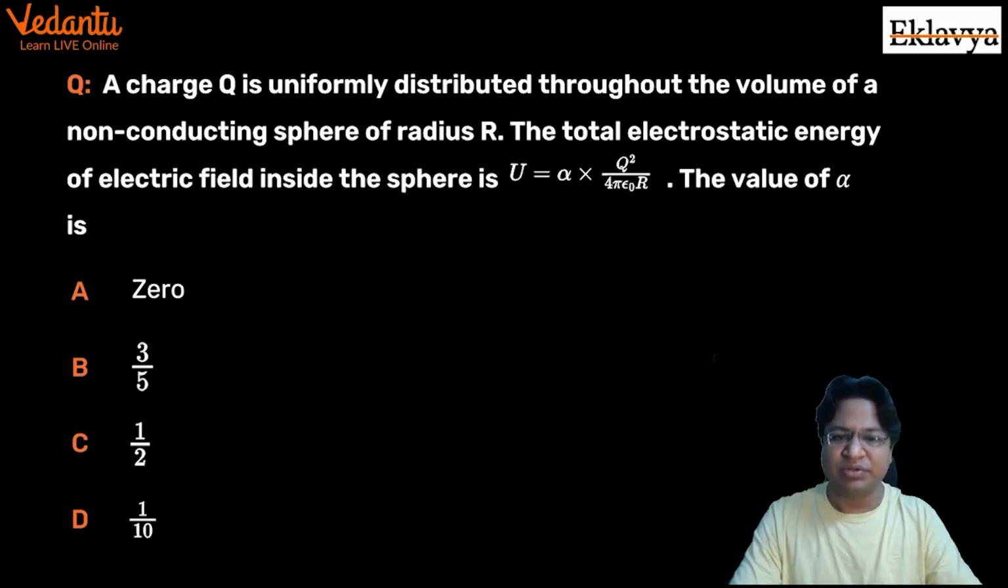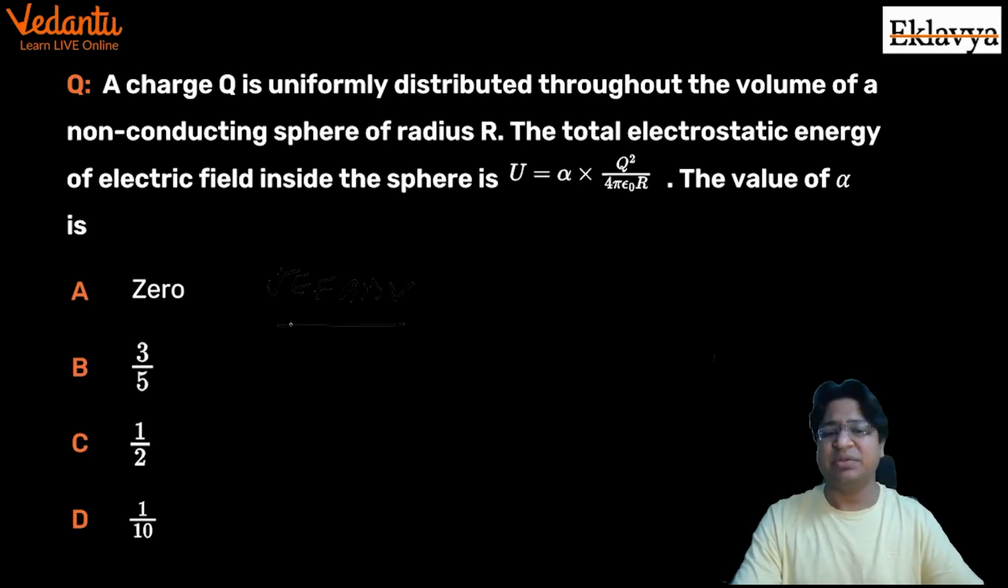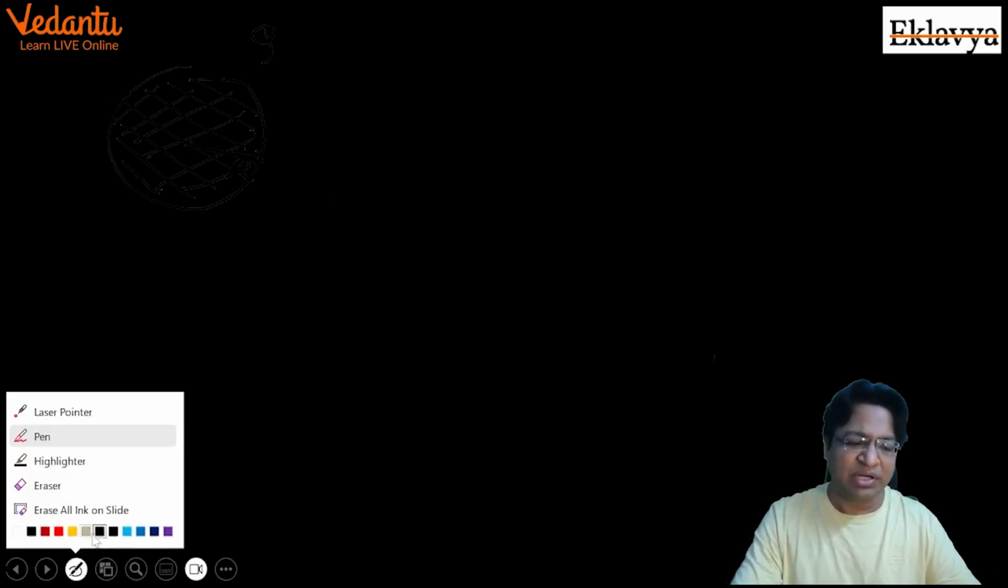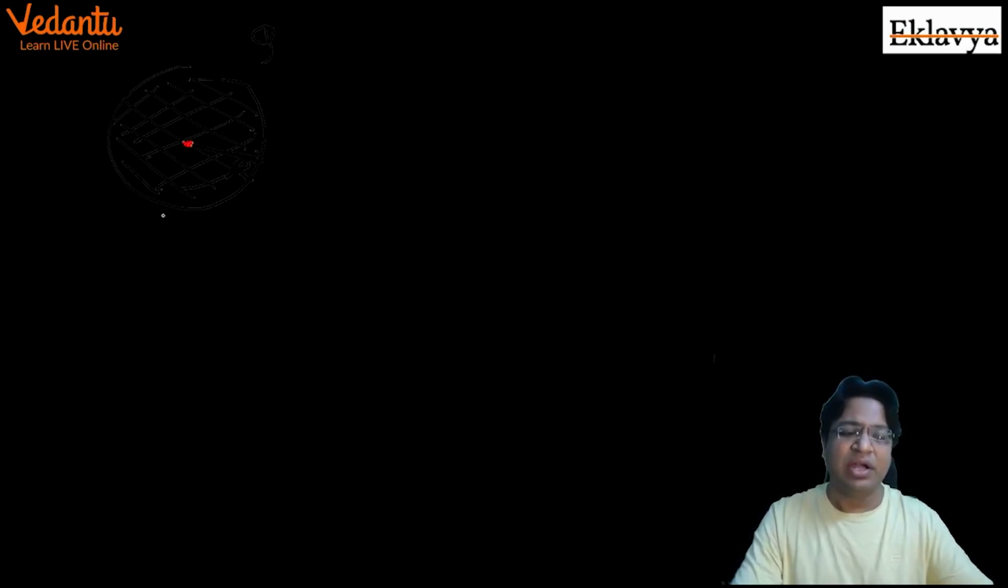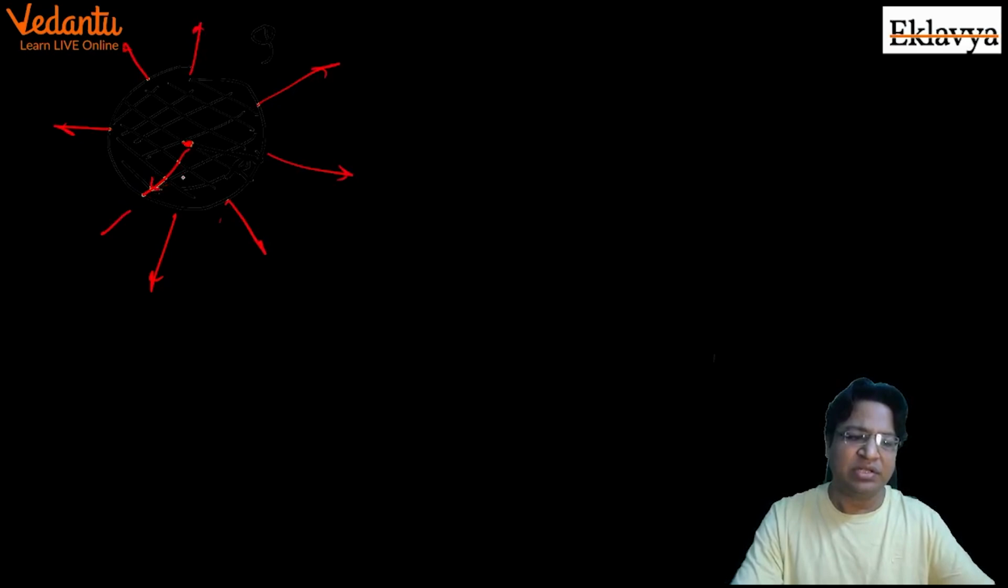Charge Q is uniformly distributed throughout the volume of a non-conducting sphere of radius r. Okay guys, that's a very standard thing. If you're preparing for the JEE Advanced examination, that's a very standard question for you. If this entire volume has a charge Q distributed uniformly, and the radius is, let's say, r, this will have electric field inside also, and it will have an electric field in the outer region also. So there are electric field lines inside also.